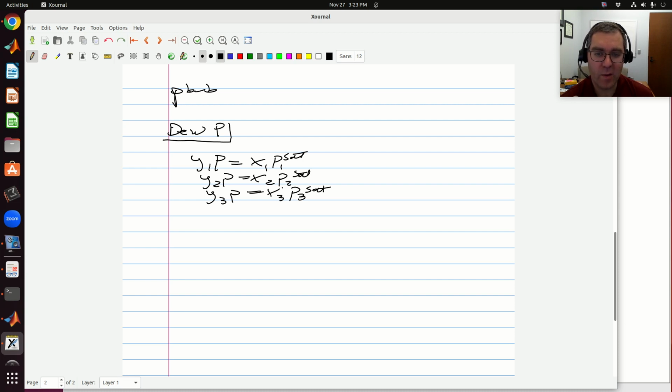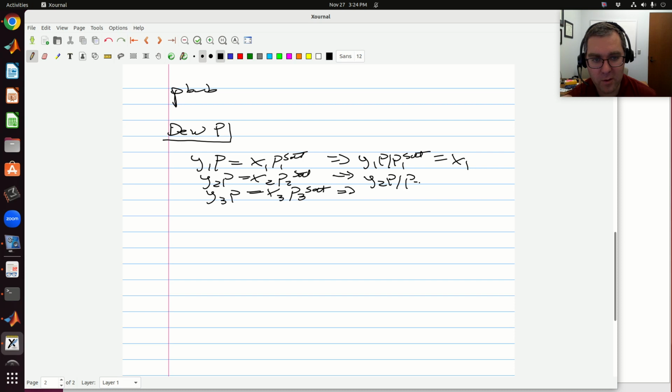On the right-hand side now, I don't know my X's, but I know P1 sat, P2 sat, and P3 sat because temperature is fixed. So I'm going to do a similar trick where I add my three equations together, this time to kill X. In order to kill X, using X1 plus X2 plus X3 equal to 1, I'm going to divide through by the saturation pressure. So this becomes Y1P divided by P1 sat is equal to X1.